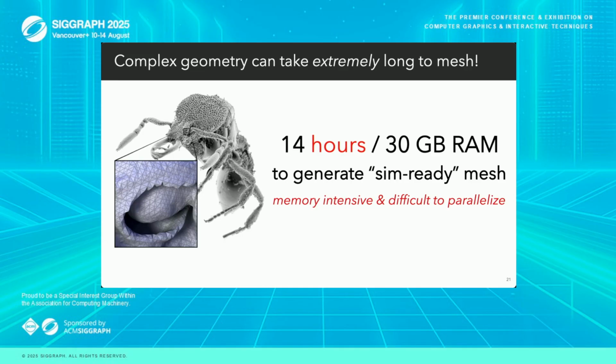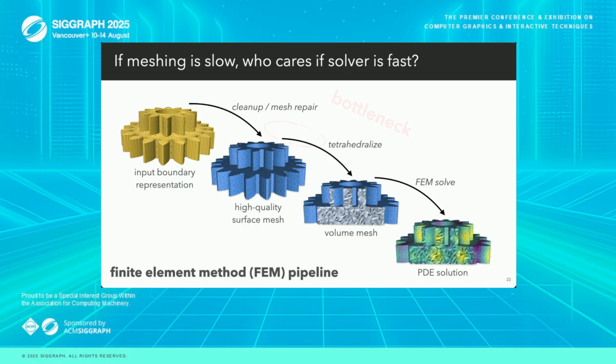Okay? So forget about doing any kind of iterative design or differentiable optimization if you're waiting for the thing just to mesh. So that's kind of the point. If we spend all of our time cleaning up our mesh, converting it into a volumetric tessellation, and so on, who cares how much faster you make your simulator? You made your finite element simulator 10 times faster? Great. You're still waiting for the mesh to be created.